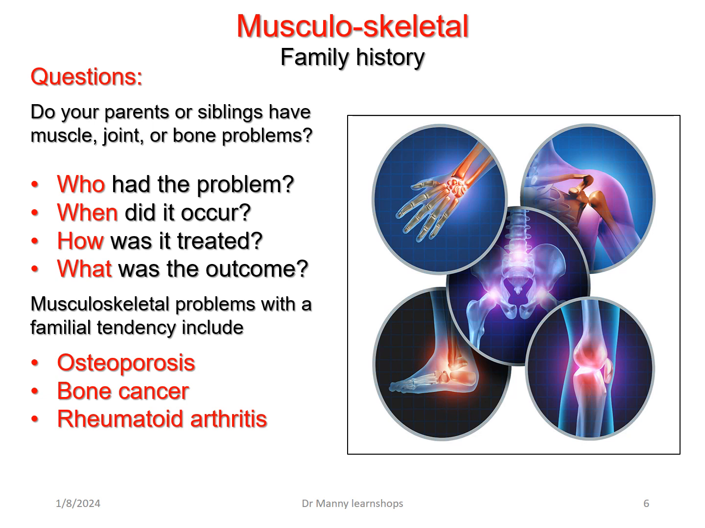Questions that could be asked in respect to family history are: do your parents or siblings have any muscle, joint or bone issues? Who had the problem? When did it occur? How was it treated? What was the outcome? Because musculoskeletal problems with a family history tend to include issues such as osteoporosis, bone cancer, rheumatoid arthritis.